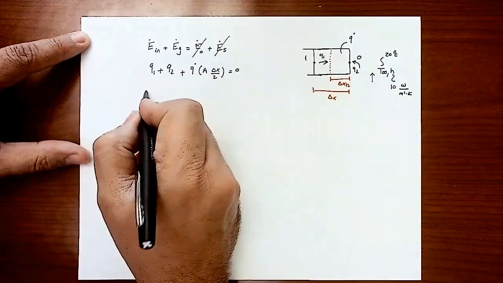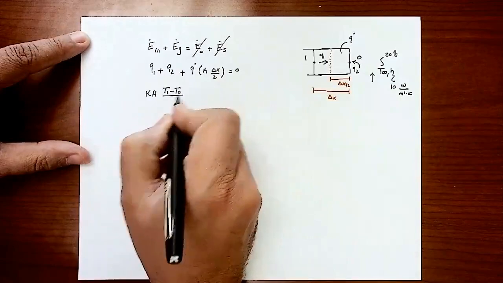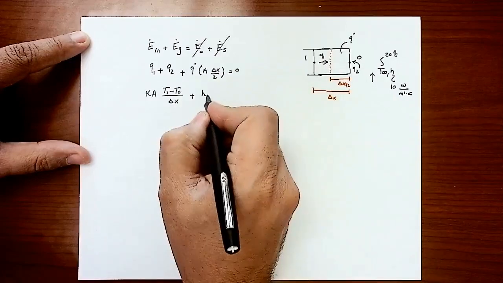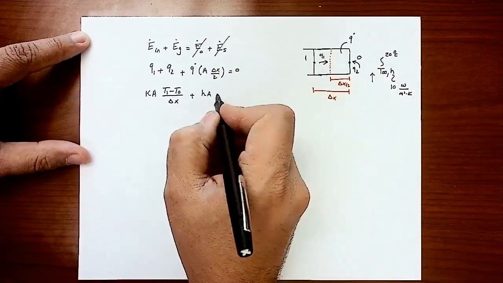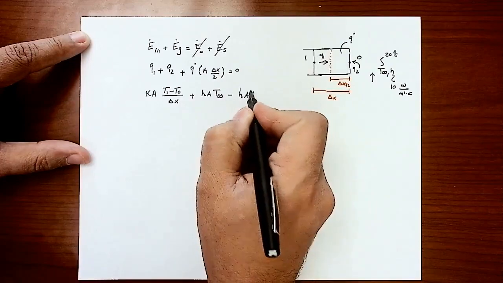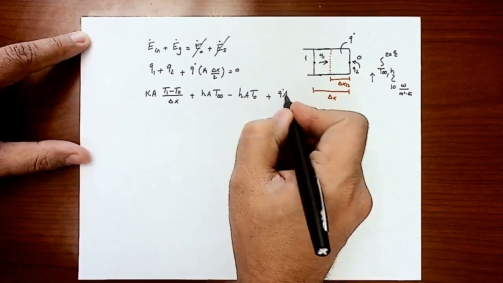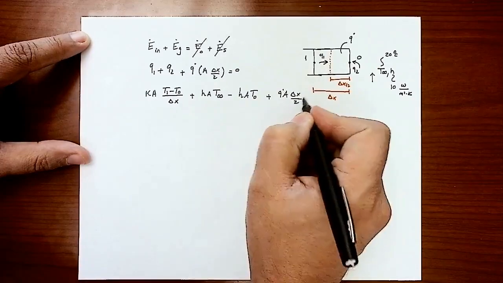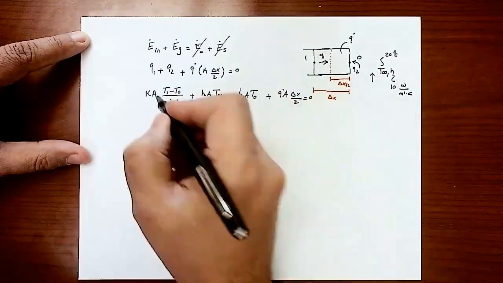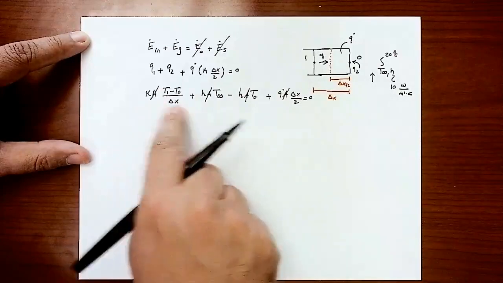Q1 is coming by conduction, so it's going to be K A (T1 minus T node) divided by delta x, plus Q2 is coming by convection, which is going to be h A (T infinity minus T node), right? So I'm going to distribute that. Here is T infinity, and there is h A T node. So this is the convection term, plus Q dot A delta x over 2 equals 0. Multiply the equation by delta x over K A, or simply first cancel the A out. Then you multiply by delta x over K.